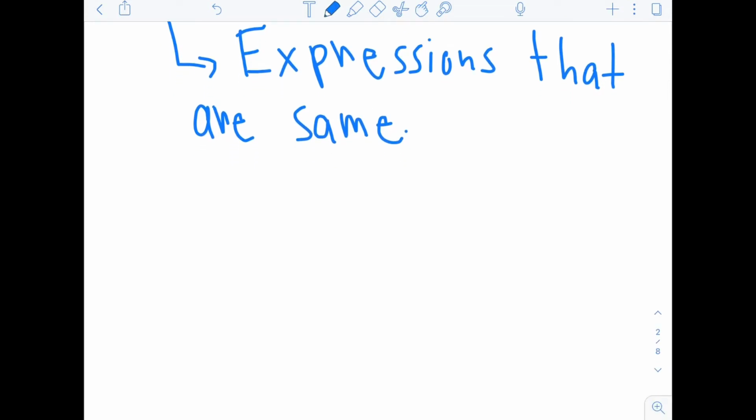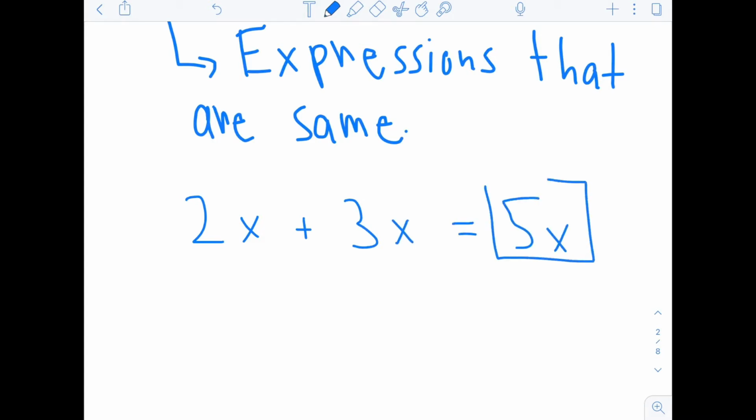For example, 2x plus 3x equals 5x. So 5x and 2x plus 3x are equivalent expressions because they represent the same number. And the properties that we're going to talk about in this lesson are going to allow you to write equivalent expressions for a given expression.